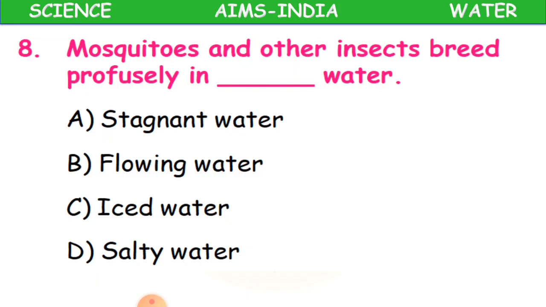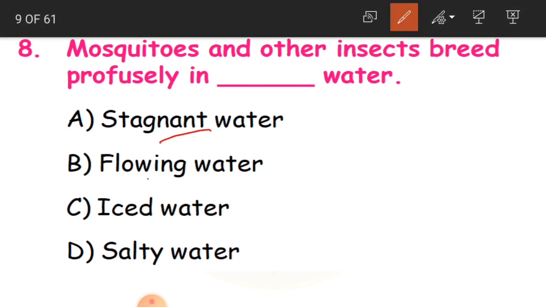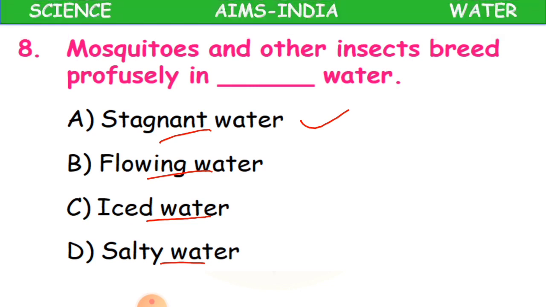Okay, so where do these mosquitoes and other insects breed more? In which type of water? Whether in stagnant water or in flowing water or iced water or salty water. Just before 2 questions we have learnt that yes, it is stagnant water. So we get to see more of mosquitoes and other type of germs living in stagnant water. Now children, so A is the correct option.